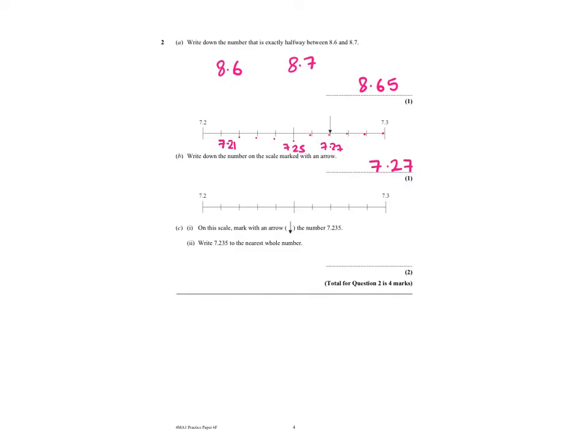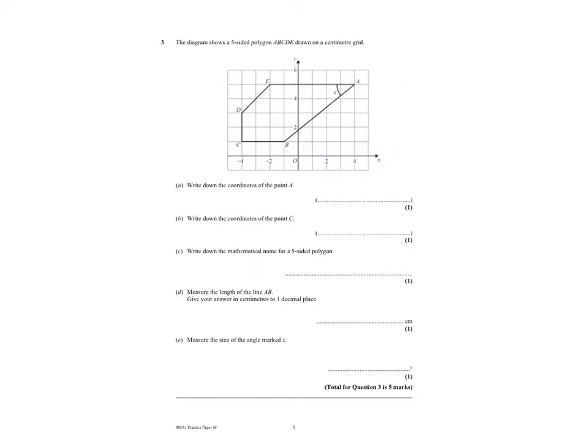On the scale, mark with an arrow the number 7.235. Now we can see the scale is the same as the one above, so we know that 7.21, 7.22, 7.23 is here. 7.24 is here. So 7.235 will be in the middle. Here we go. Write 7.235 to the nearest whole number. So we're wondering, is it closer to 7 or closer to 8? Now 7.2 is closer to 7, so to the nearest whole number is 7.